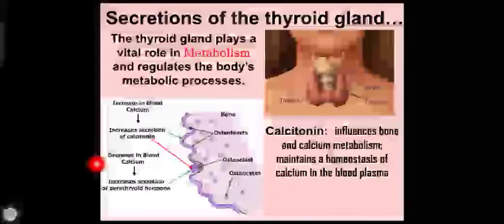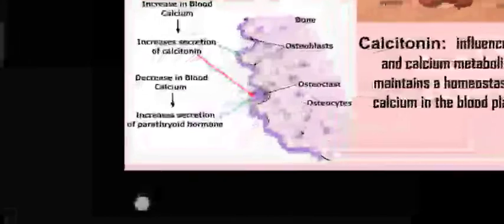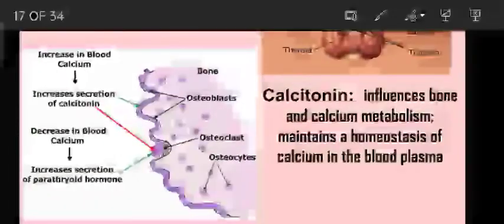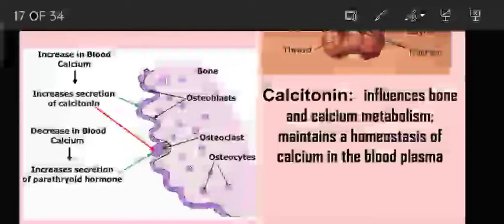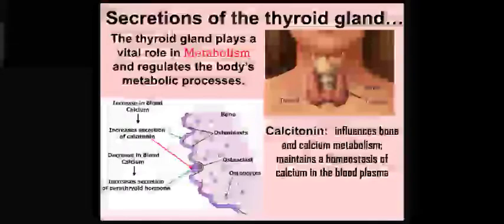Another hormone is calcitonin. Calcitonin influences bones and calcium metabolism, and maintains the homeostasis of calcium in the blood plasma. When calcium increases in the blood, it increases the secretion of calcitonin. But when blood calcium decreases, it increases the secretion of parathyroid hormone. So the thyroid gland regulates physical, mental and sexual growth of the body.